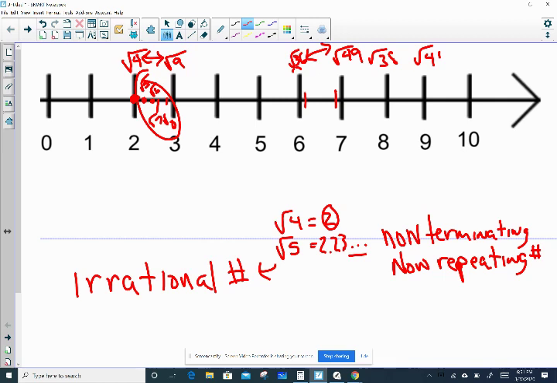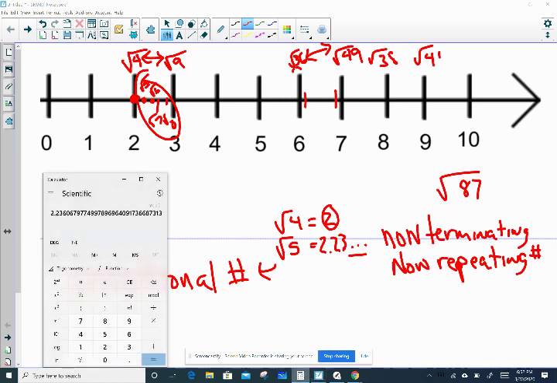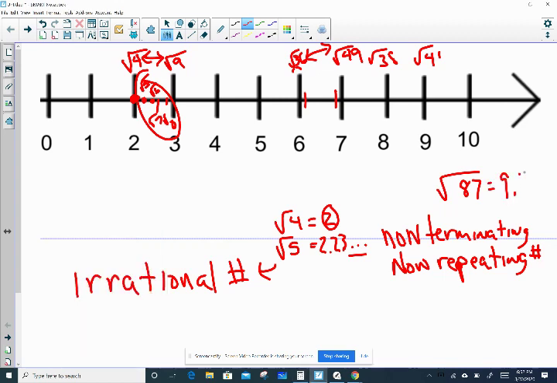So if somebody said to me, where can I locate the square root of 87 on a number line? Well, the first thing I'm going to do is open my calculator. And I'm going to say, okay, let's try it. We have 87. We're going to take the square root. Look, that's 9.3. 9.3 is someplace in this area. Well, it's closer to the 9, so there's the square root of 87. And that's how I look at rational and irrational numbers.